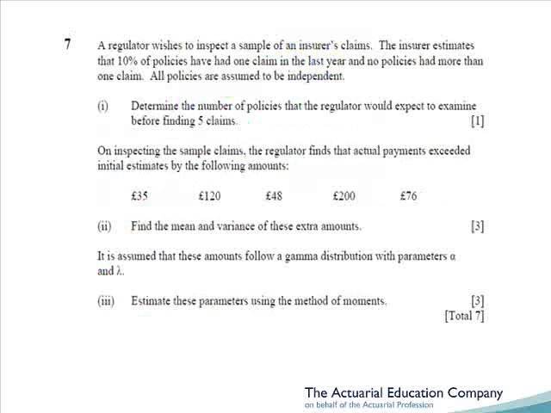In question 7, we're inspecting policies to find those which have claims, and we're asked to determine the number of policies we would expect to examine before finding 5 claims. Well, there's 2 ways of approaching this. We're told that 10% of policies have 1 claim. That is, 1 in 10 policies will be found to have 1 claim. And so you'd expect to examine 10 policies on average in order to get 1 policy which has a claim. And so in order to get 5 claims, you'll need to look at 50 policies.